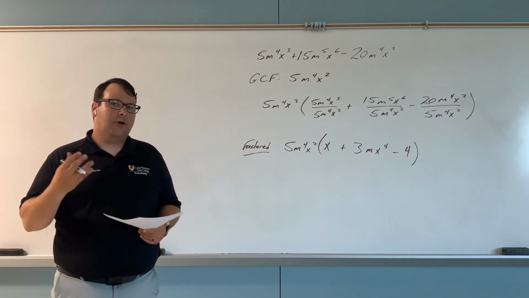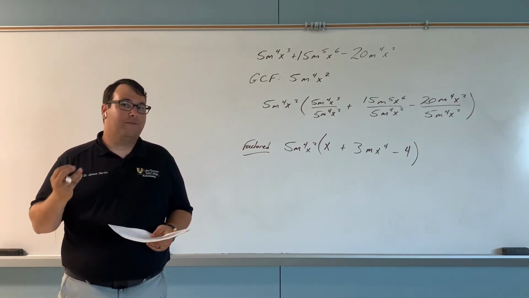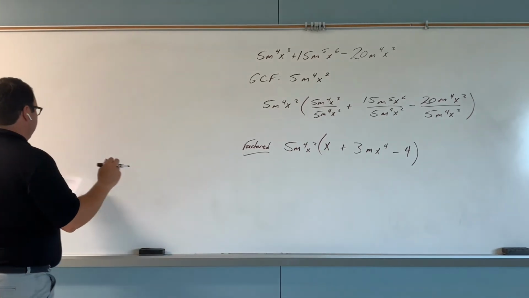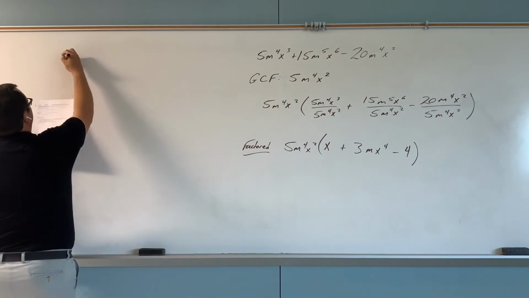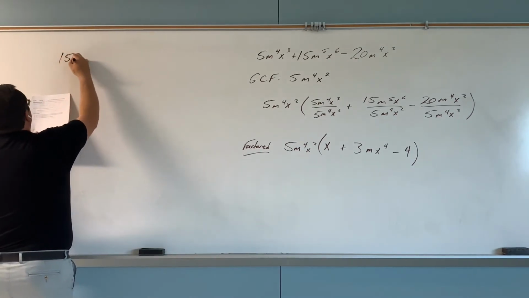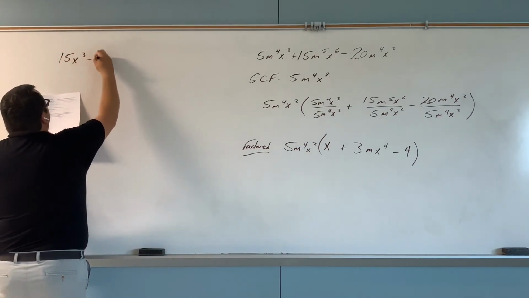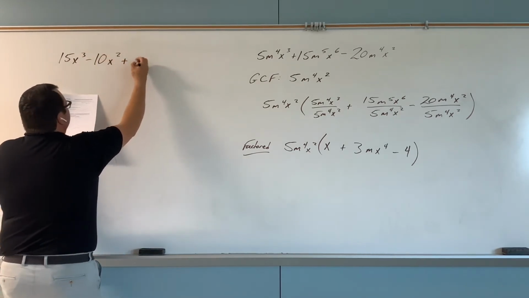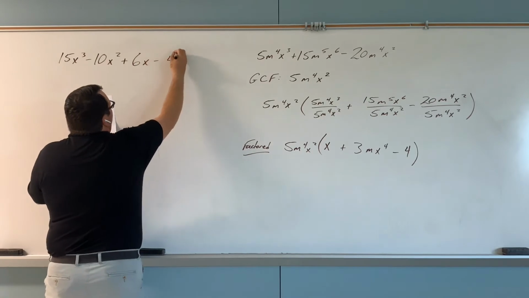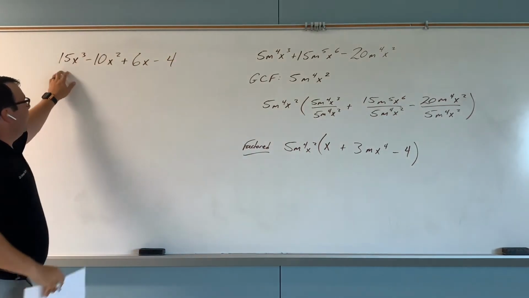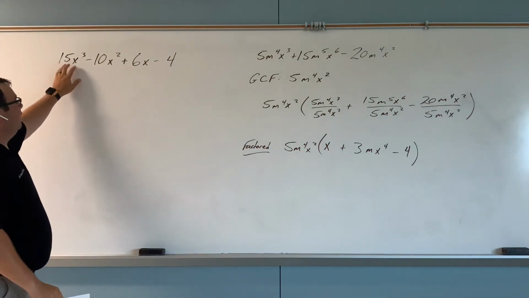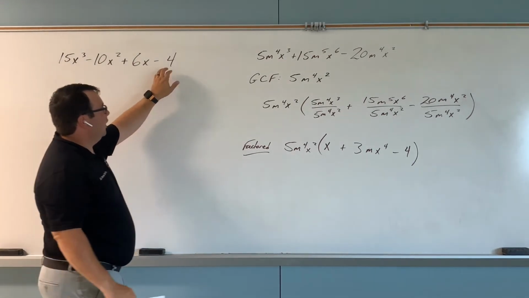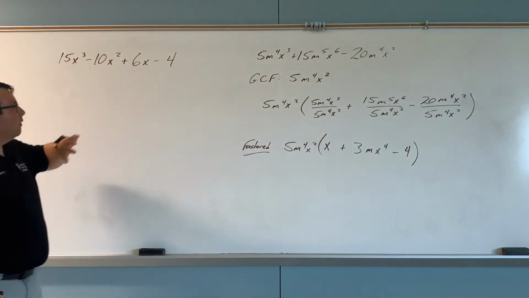For now, I want to show you an idea that is called factoring by grouping. Factoring by grouping is very similar to what we were just doing, but it's a little bit of an extension, if you will. Extension of thought. Now, in this example, I have 4 terms. You can see I have 15x cubed, a negative 10x squared, positive 6x, and a negative 4. So I have 4 terms.